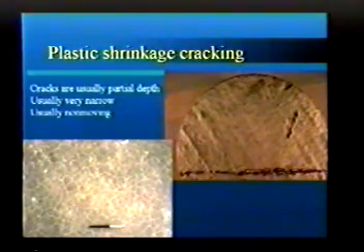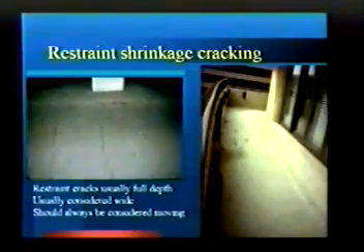Plastic shrinkage. Okay, let's take a look at the type of plastic shrinkage. Usually they're partial depth, they're narrow, and they're usually non-moving. Going back to that previous slide, in this balcony, as this balcony heats and cools, you're going to get thermal movement. You're going to be moving each one of those cracks. So it's key to the repair of this crack.